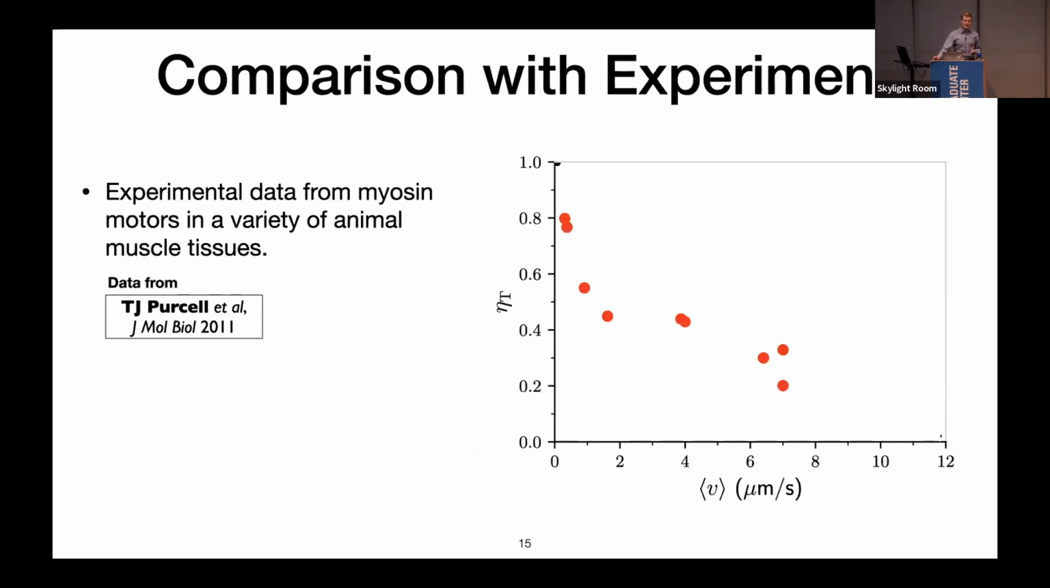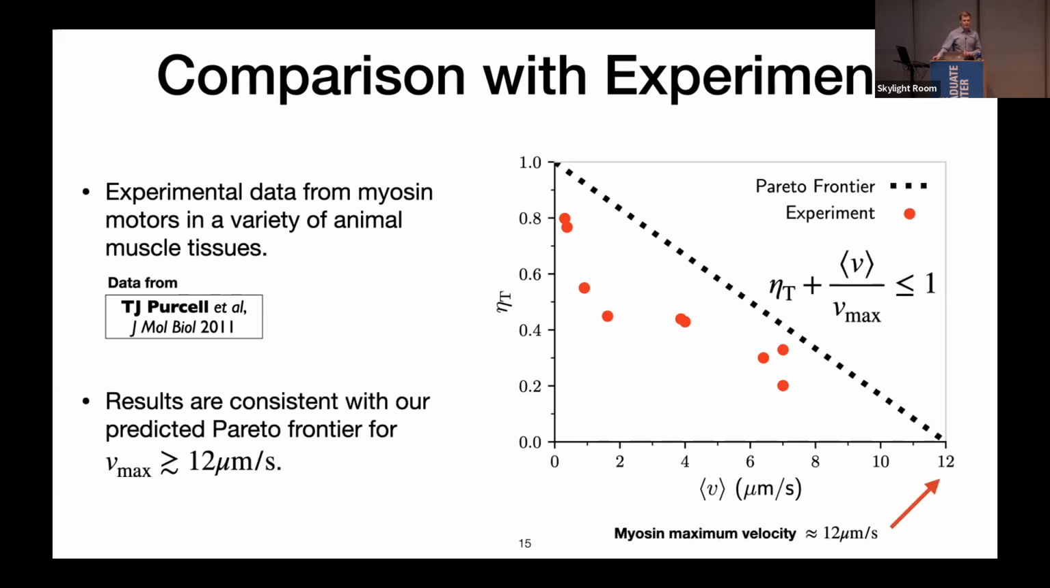Okay, so what about data from real systems? There's this great paper by Purcell et al. from 2011, where they report experimental data on efficiency and velocity from a variety of different myosin motors in many different animal muscle tissues. Some of these points are like chicken wing and lizard forearm, so really very different systems. Taking these data points and plotting them and plugging in our bound with what we think the maximum velocity is roughly for animal myosin velocity, we find that these points are indeed constrained by the Pareto frontier we would predict, but they do not lie along the Pareto frontier.